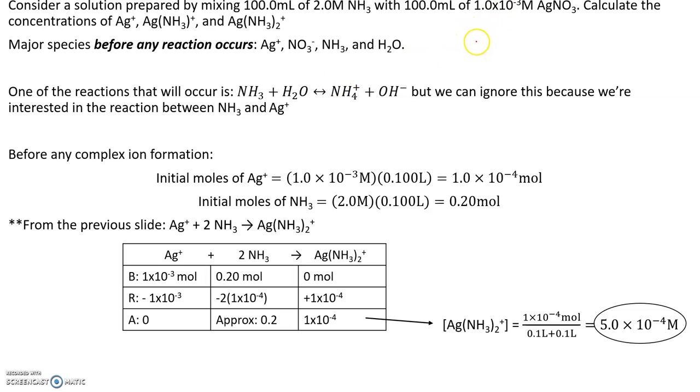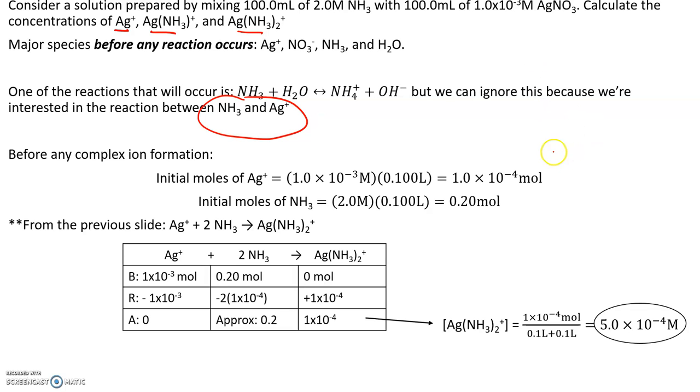So if we consider a solution prepared by mixing 100 milliliters of a 2 molar ammonia solution with 100 milliliters of a silver nitrate solution, you're being asked to calculate the concentration of silver, the concentration of this intermediate complex ion, and the concentration of this complex ion when you're done. One of the reactions that will occur is the reaction between ammonia and water, but we're going to ignore this one because that's not what we're interested in. Yes, it happens. Yes, it's significant, but the question at hand is only interested in what's happening between the ligand and the silver ion. So we're going to ignore any other reactions that happen.